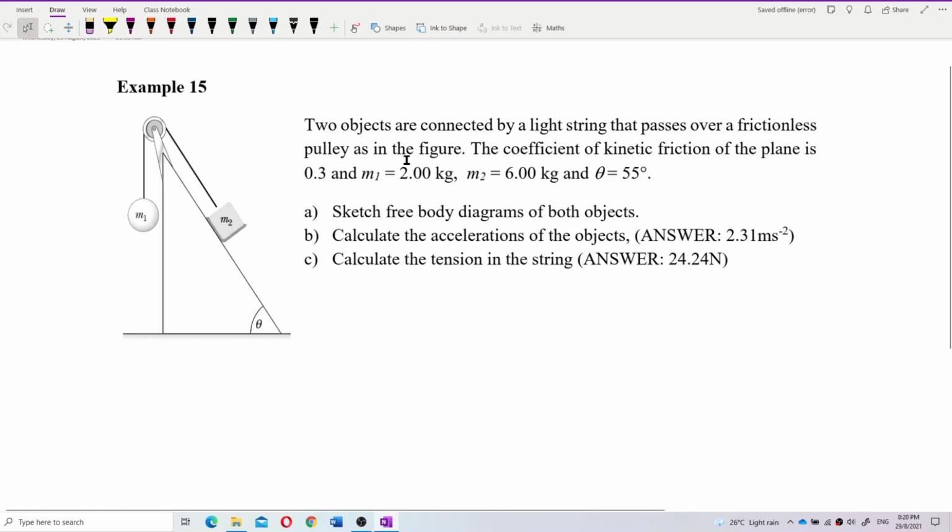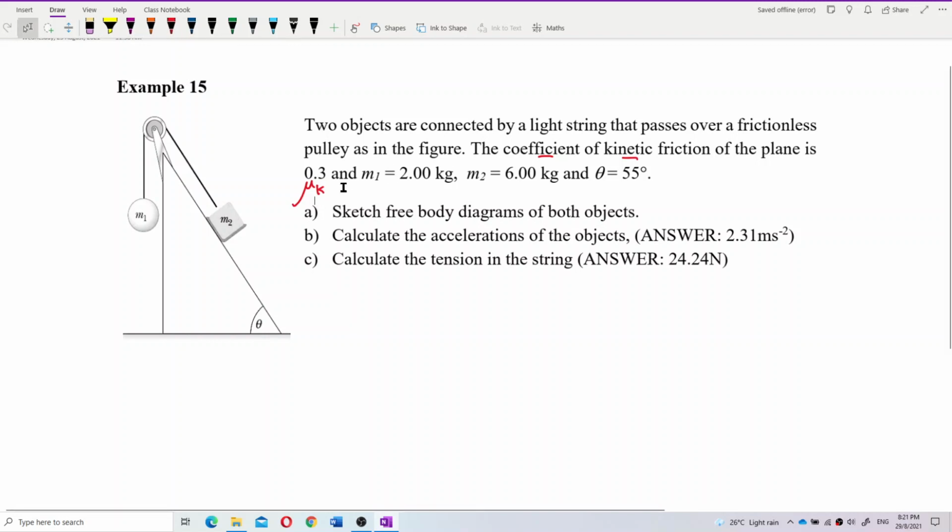Okay, as in the figure, the coefficient of kinetic friction of the plane is 0.3. Oh, now he gives the mu. That means this plane is rough. It's a rough surface. It has friction. So this is kinetic friction. This is just a coefficient. You see, no unit also. 0.3 has no unit, so it's not friction. It's just a coefficient. It's just a mu k.